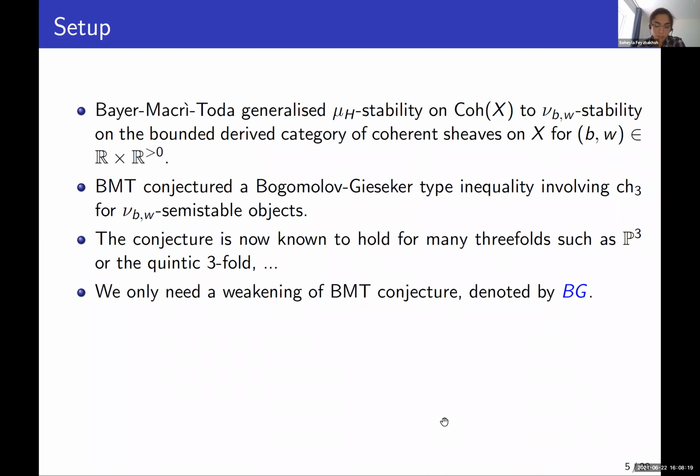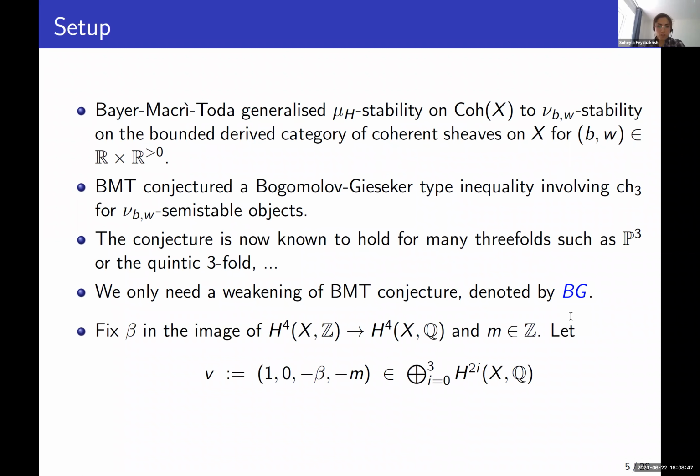But for the first part of the talk, we only need a weakening version of this BMT conjecture, not the full one. As far as we are aware, the counterexamples that we have for the original BMT conjecture are not really valid for this weakening one. So actually, the proof of this weakening one is much easier than the original one. So we hope that maybe this could be true for any threefolds.